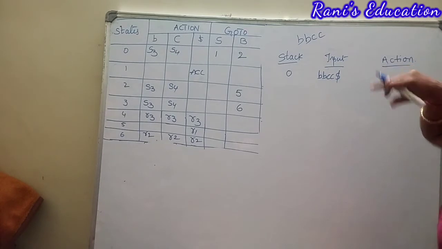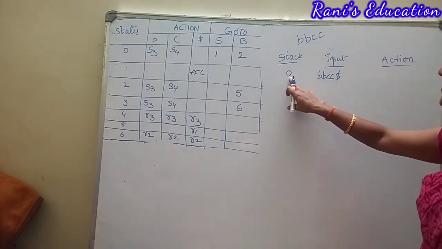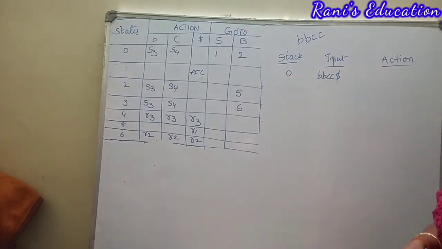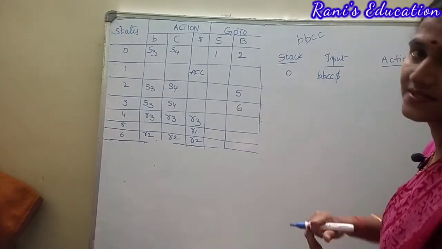Now move on to the action part. So what is the entry for 0 with B in the parsing table? You can see the SLR parsing table.